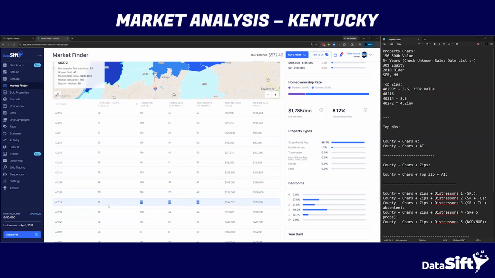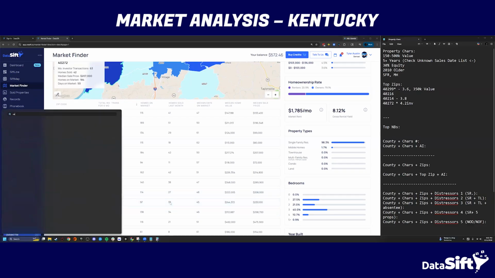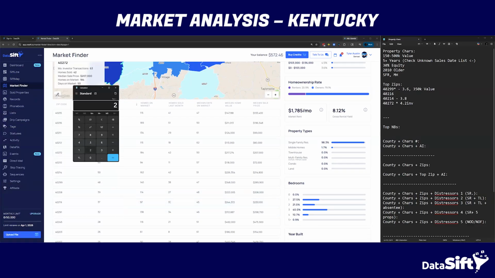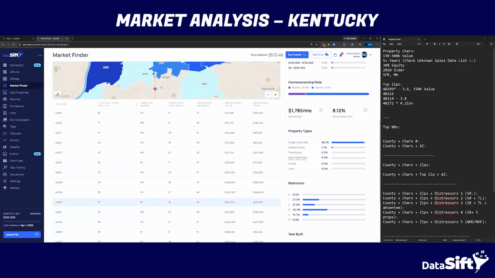And so I would rather take 40219 over 258 because my days on market is a little bit less. But my inventory is quite a bit less. So 114 divided by 27 is 4.2, but 97 divided by 33 is 2.9. So that's pretty damn good. And it's also in a good price point, but again, it's 37 transactions, which is almost 50% less than some of my other zip codes.